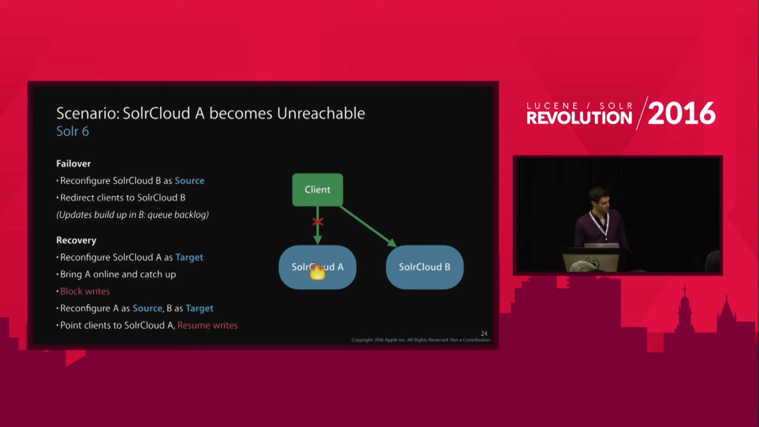When it's time to recover, the steps go like this. You want to recover SolrCloud A as the target, so I reconfigure. Then you bring it back online, let it drain the backlog from B so that it becomes synchronized with B. At this point, you block writes to both clusters, and then you swap them back, another reconfiguration, changing configs, uploading, reloading all your collections. And at this point, you can point your clients back to A and then resume writing again. So a few manual steps, not too bad, and a very short outage somewhere in between there.